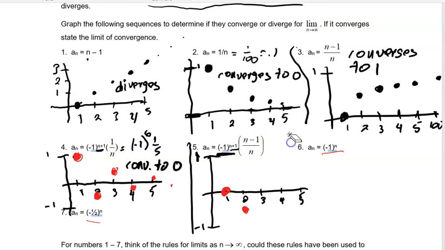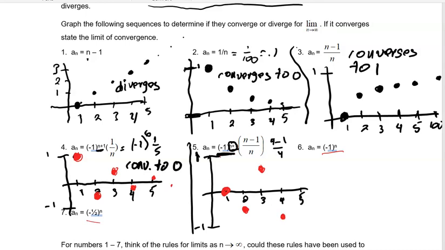Third term in our sequence, if we take our 3, that's going to give us an even power, so it's going to be positive, and then we would get 2 over 3. So positive 2/3 right around here. Fourth term makes this exponent an odd exponent, so we're going to be negative, and then we would get 4 minus 1 over 4, which is 3/4, but it's going to be negative, so -0.75 would be down here.